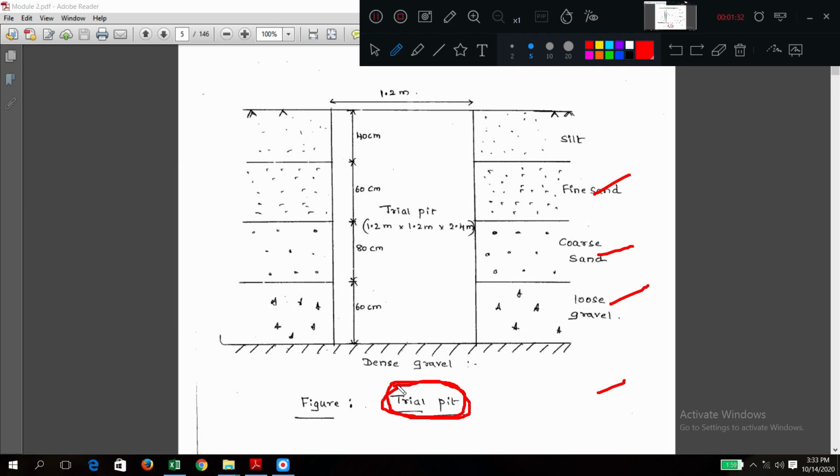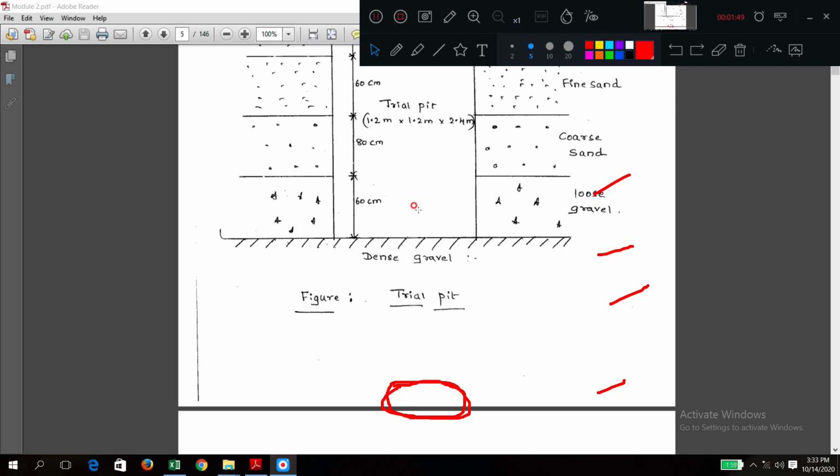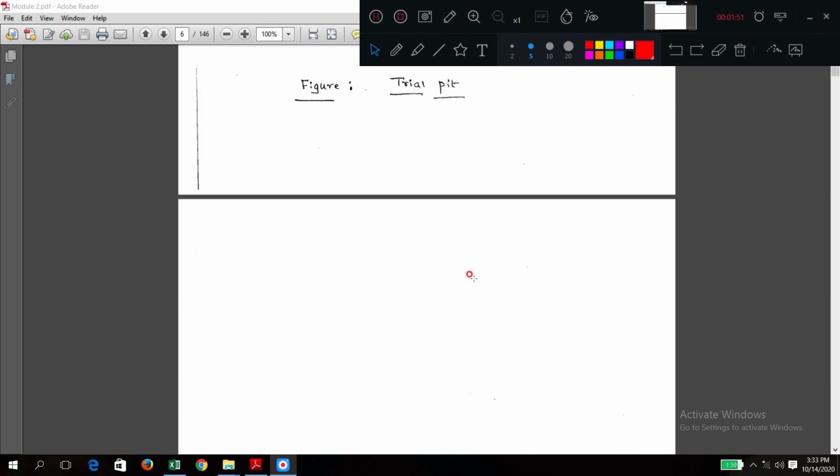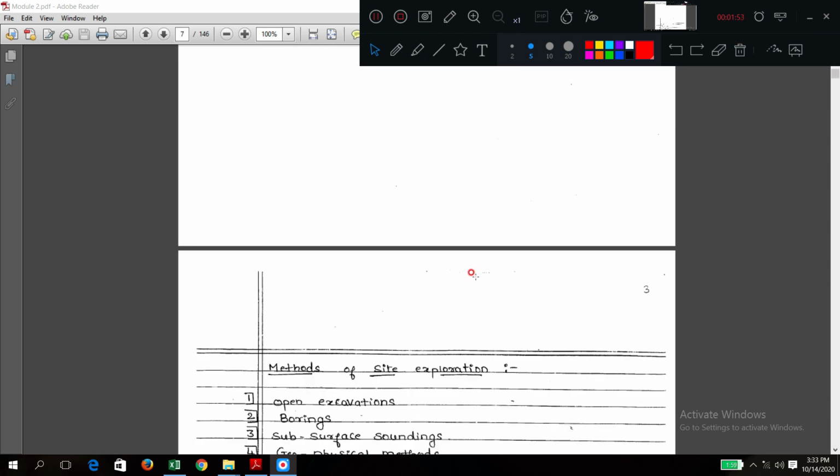So is there only one method to explore a site? No. There may be multiple methods to conduct the site exploration to get the information. So we are going to see what the different site exploring methods are.